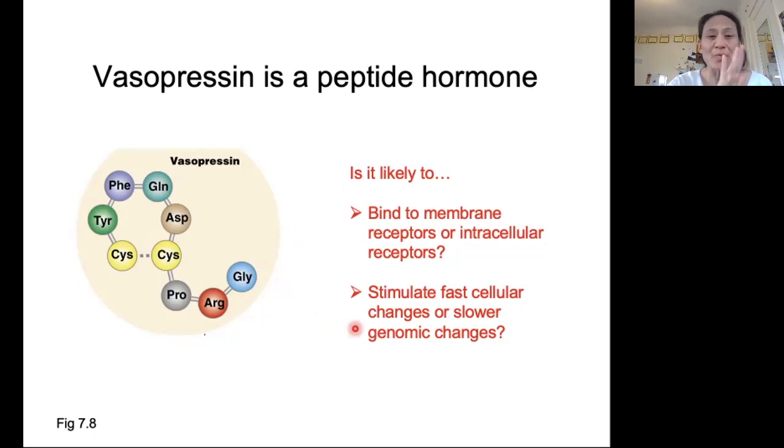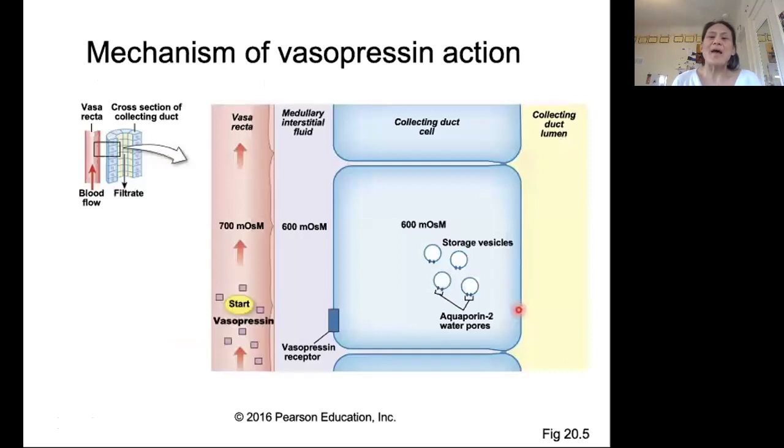Okay, so hopefully you remember that peptide hormones are going to bind membrane receptors and that they are going to stimulate fast cellular changes. So they're going to do things like activate signal transduction cascades. And that is what we are going to be seeing in the coming slides. Okay, so now let's take a look at how vasopressin works.